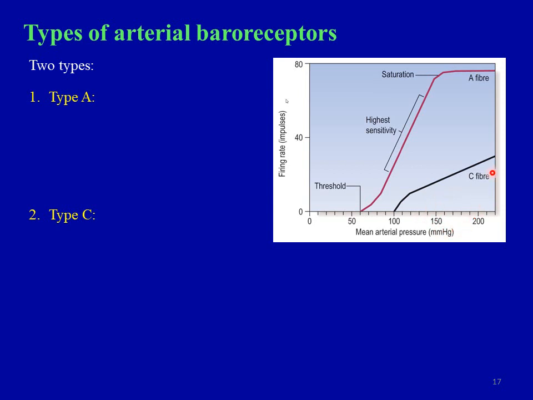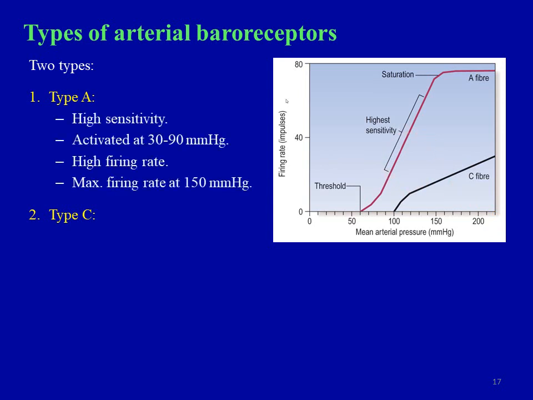And C fibers, they become saturated after 220. So they have differences in their threshold sensitivity and their saturation. So type A fibers, they are highly sensitive. They are activated at a range between 30 to 90. So here in this figure, the threshold is around 60 millimeters of mercury.